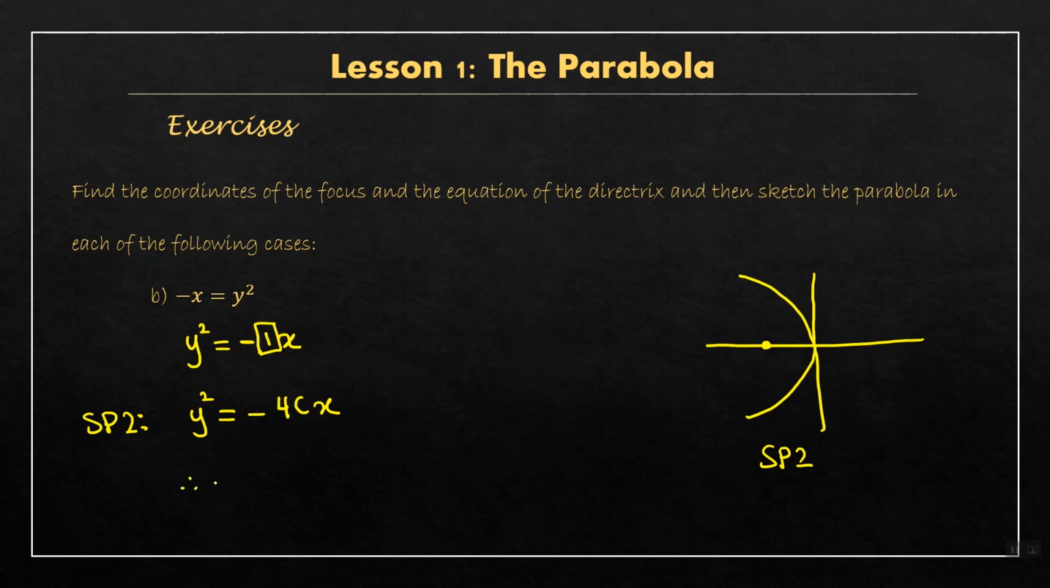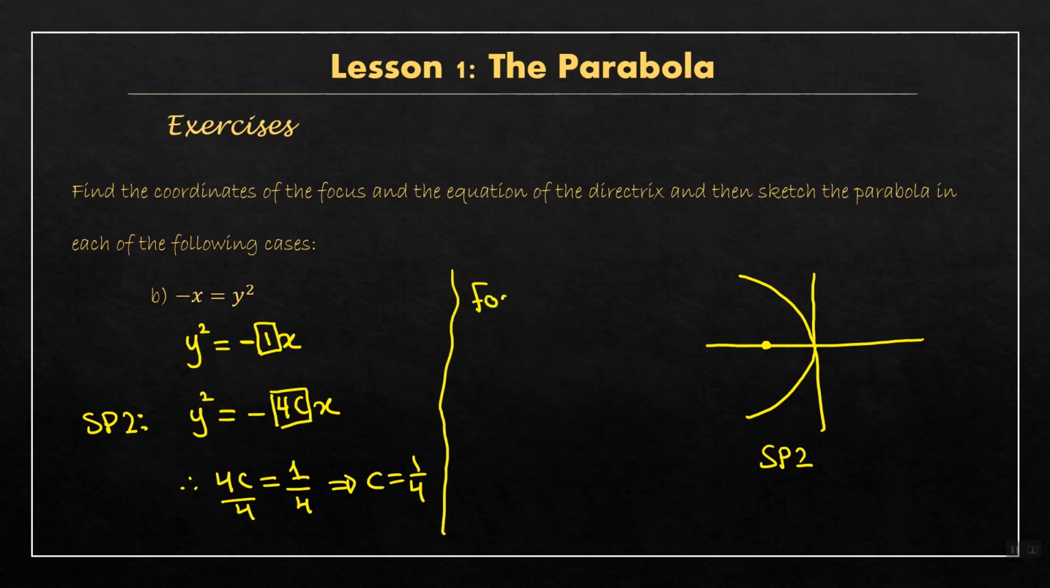So 4c alone, without the minus, because the minus is already there, and the x is already there. It's only the 1 and the 4c which are equal. 4c is equal to 1. By dividing by 4 both sides, we notice that c is equal to 1 over 4. Now if we found c, then it's quite easy. Now look at this, but concentrate guys. The focus is here on the negative side, so it is negative c. Negative 1 over 4, comma 0, because it's the negative side. So the focus is going to be negative 1 over 4, comma 0.